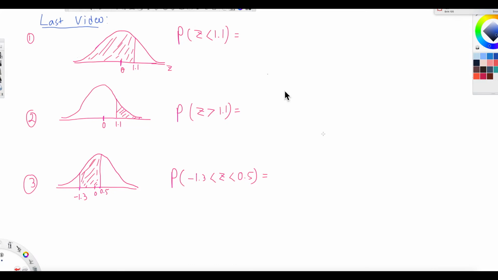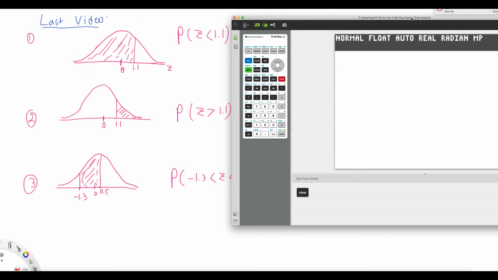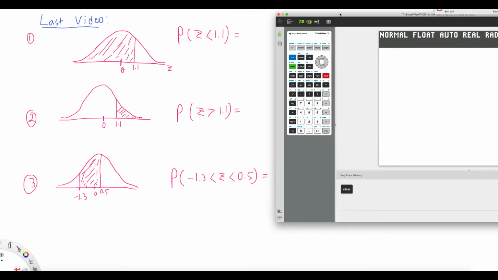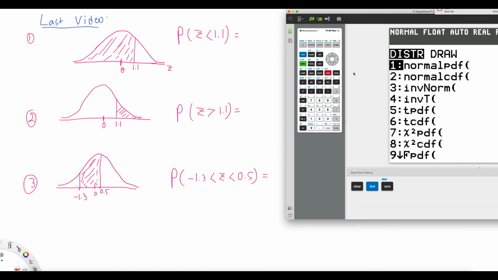To find those, we use the TI-84 CE calculator. You can use other calculators too, since the method is similar. To find the area left of 1.1, what is the left bound? It keeps going, meaning the left bound is a very small number you should take. Let us go to second, then DISTR, and then it is normalcdf. We use normalcdf for that.